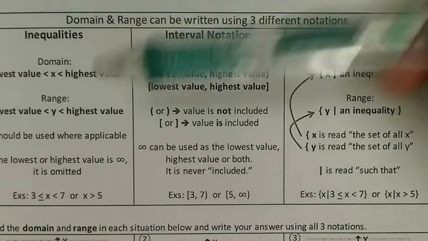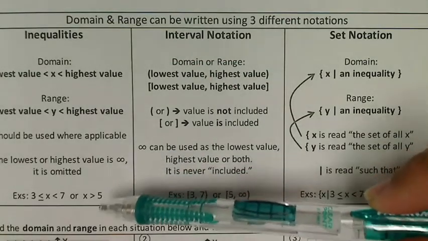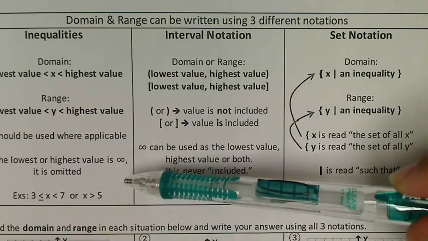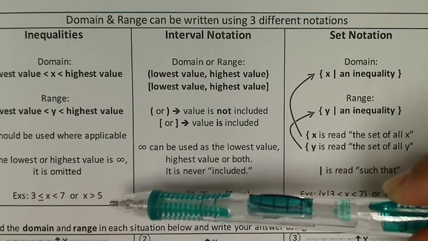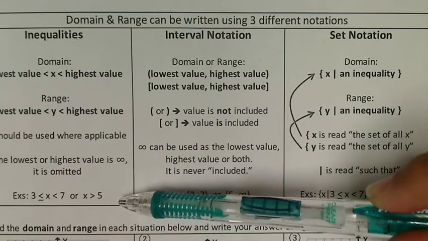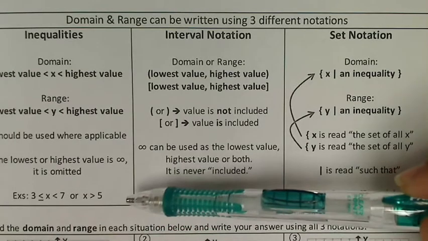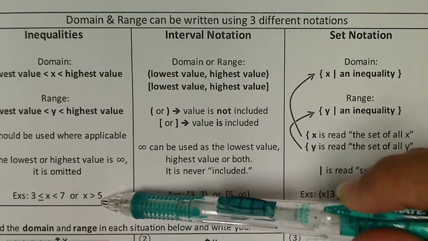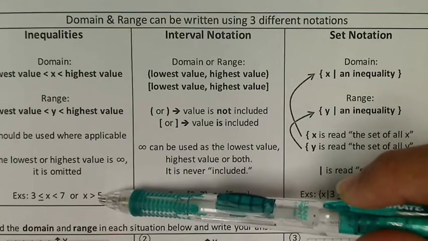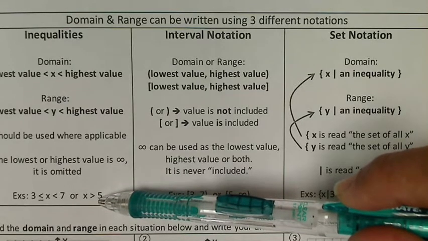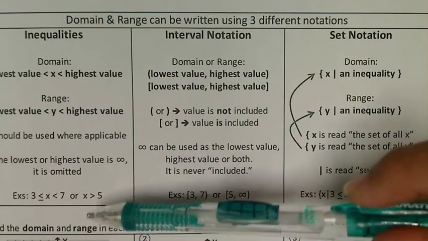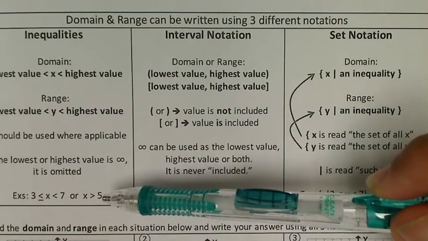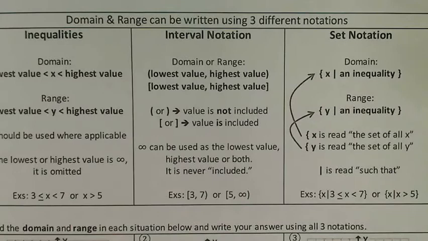I do want to mention one thing. For inequality notation, in the previous video I did say that if one side is a number and the other side is an infinity, you don't have to write the infinity in inequality notation. So for example, on a number line, this would be from 5 and higher, so 5 to infinity. We can simply write just x is greater than 5. Okay, so I will use that notation when writing these domain and ranges.